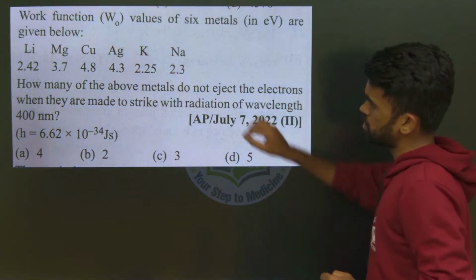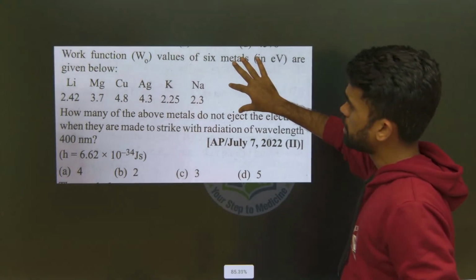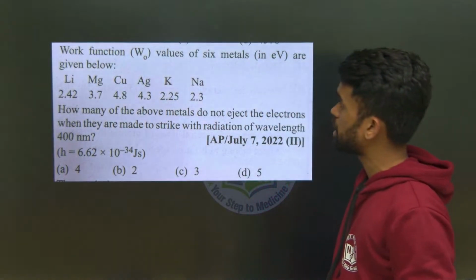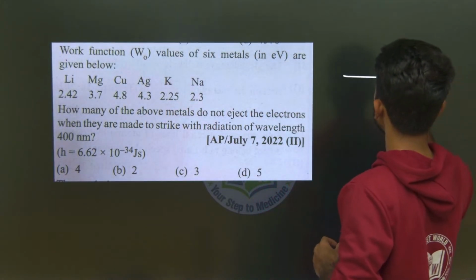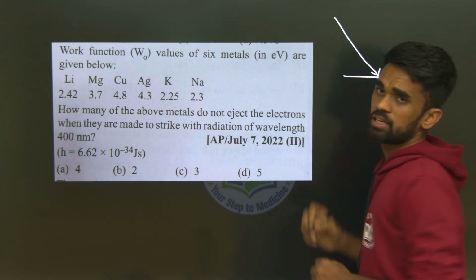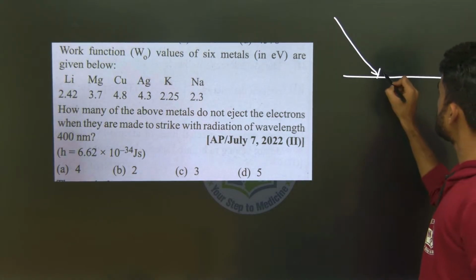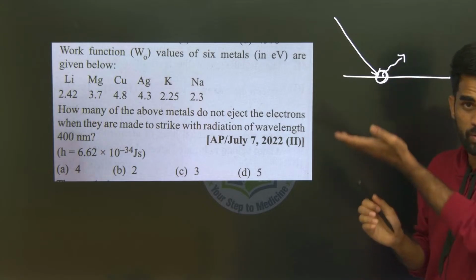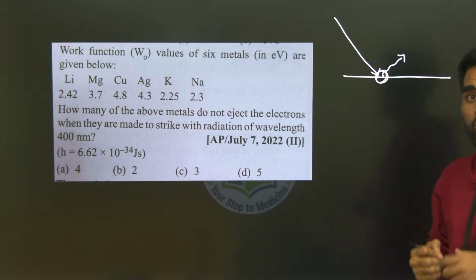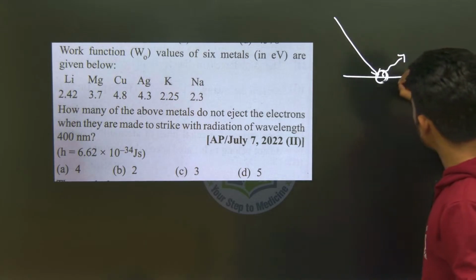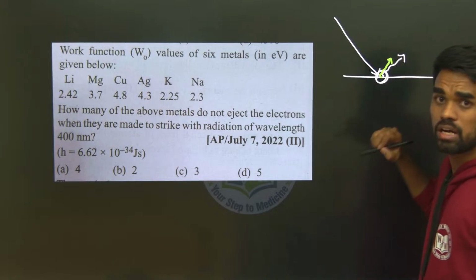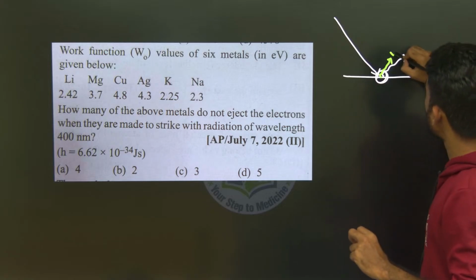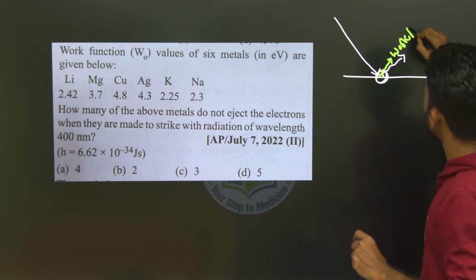If you look at these questions, these are from the photoelectric effect. What we discussed in the photoelectric effect: there is a metal surface on which energy is incident. If that energy is sufficient to eject an electron from that metal surface, then we can say photoelectric effect occurs. The minimum amount of energy required to eject this electron is called threshold frequency in terms of frequencies, or work function in terms of energies.